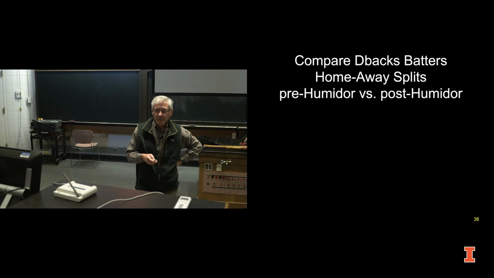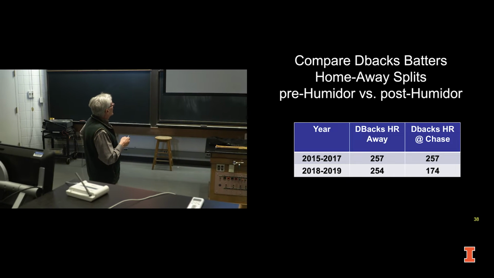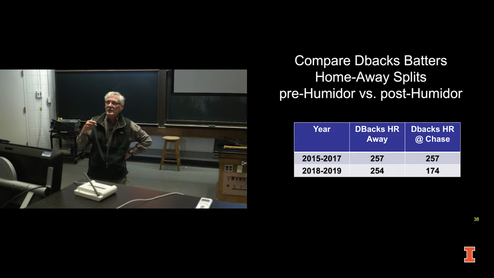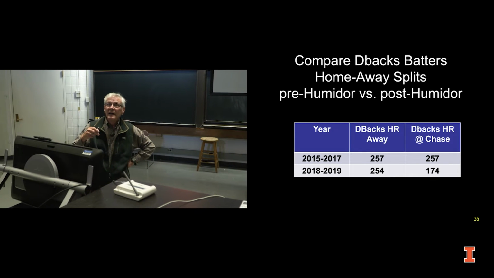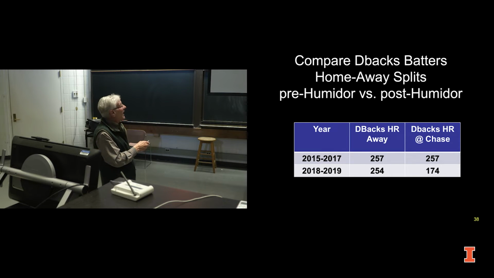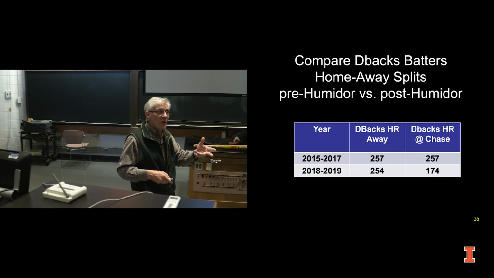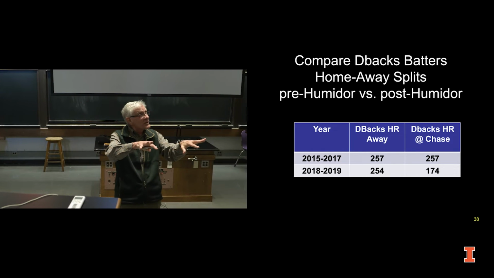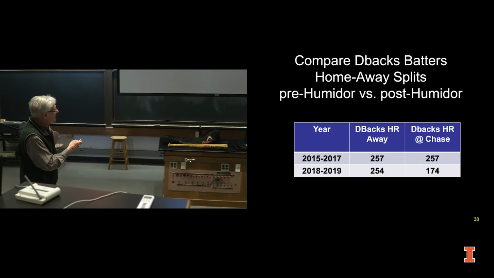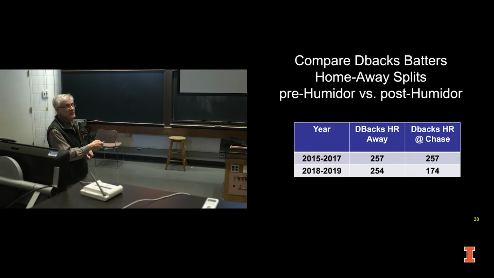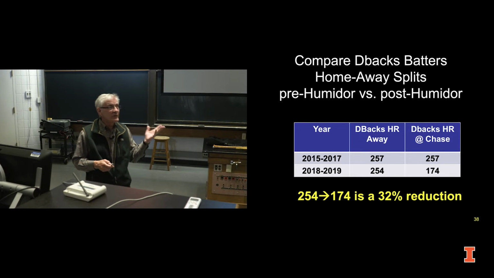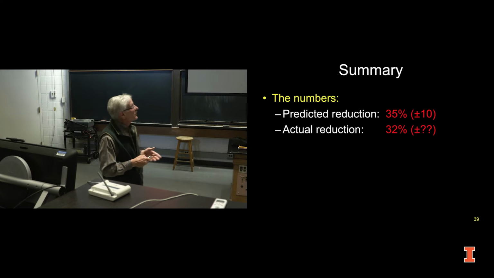Now let's take a look at the data. So here's the data. For 2015 to 17, I looked at all the Arizona Diamondback hitters, playing away games, home runs, playing home games. And then the humidor was installed, so 2018 and 19, and it was after the 2019 season that I did this calculation. The Diamondback hitters hit essentially the same number of home runs away. So that's my control group, but only hit this many home runs at home. So you see there's a big decrease, okay? And that decrease is 32%. And so here it is, predicted, actual.